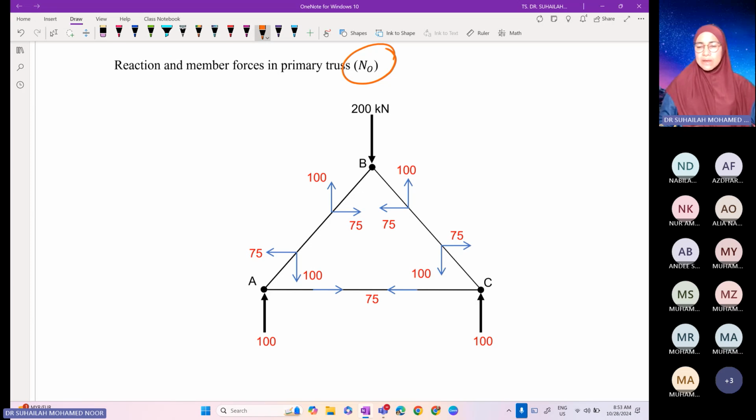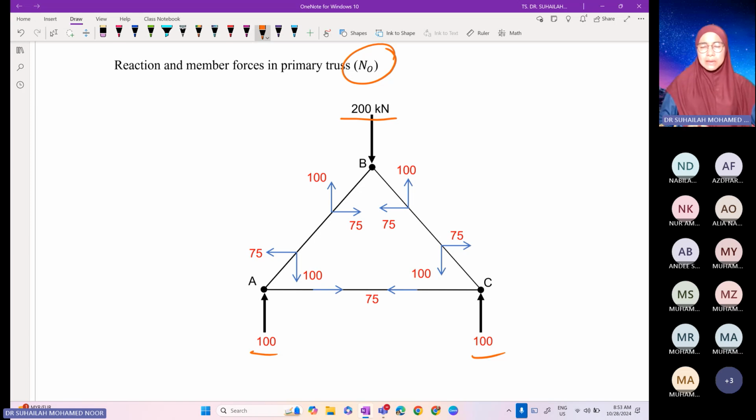So the truss is very simple. It has symmetry, so this is 200. So the reaction at A and C is 100, 100. There is no horizontal reaction because there is no horizontal force applied. So how do we do this?